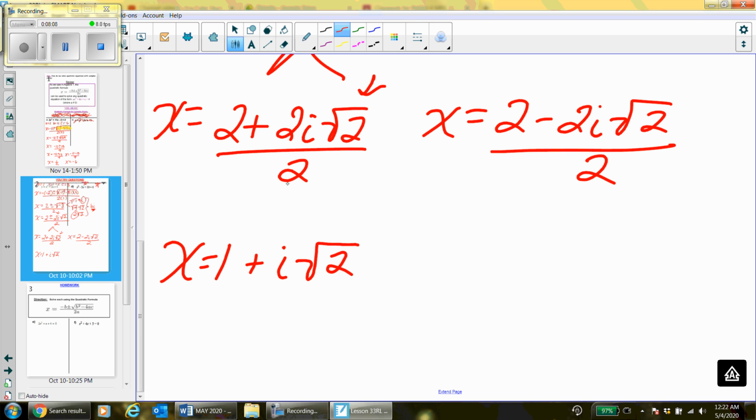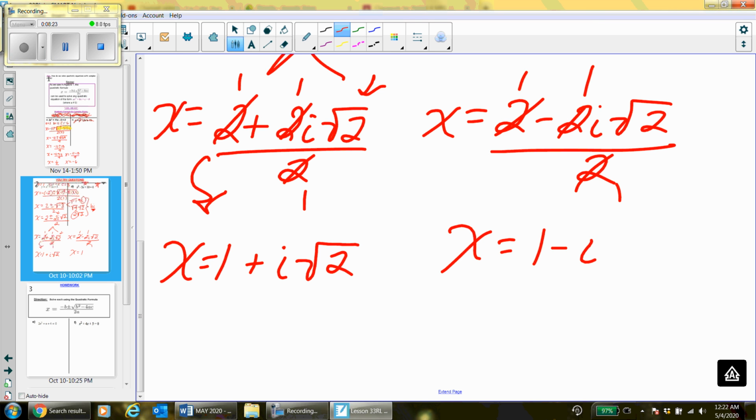So what I did was cancel these out and made these all 1's, and that's how I rewrote it down here. Now this one, same thing. They all cancel out and become 1's, except there's a minus here. So x equals 1 plus or minus i square root 2.